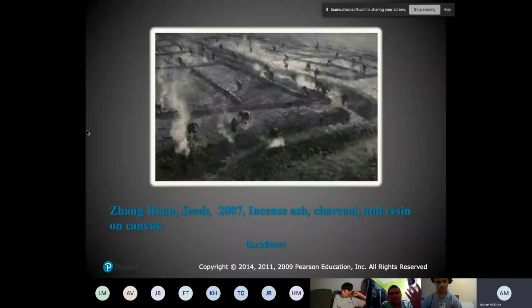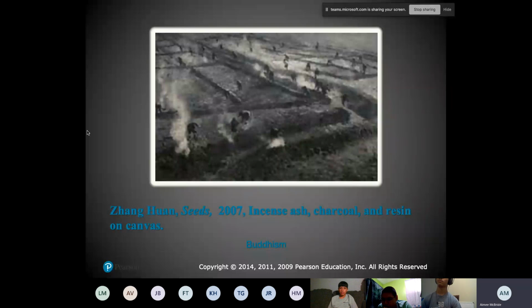Normally, when there's a multitude of ash built up in these shrines, they will just throw the excess away. However, Zhang Huan decided to repurpose that ash to make his artwork.